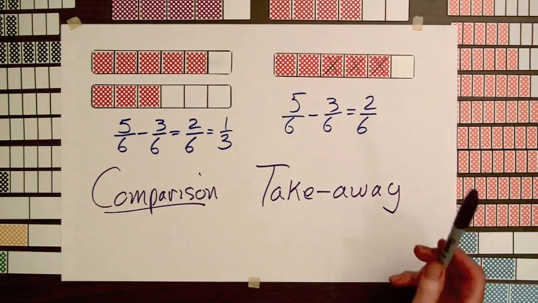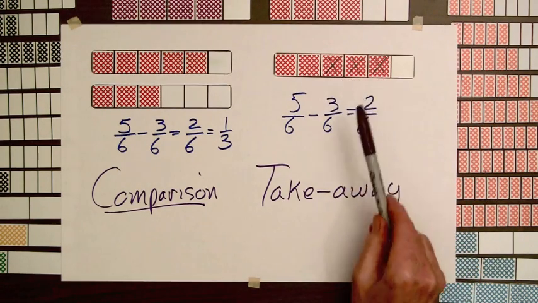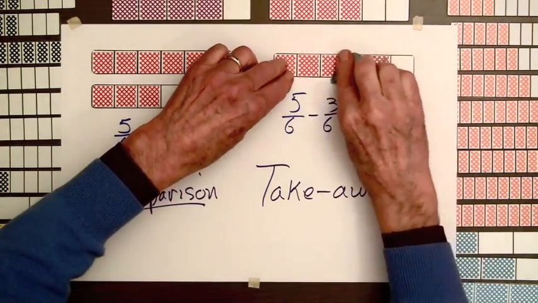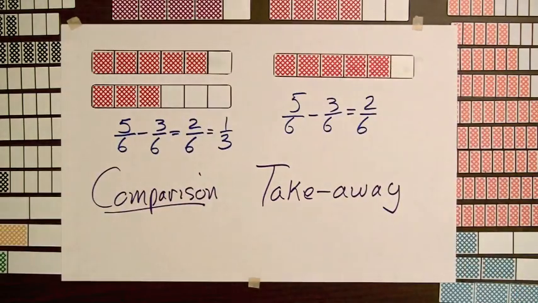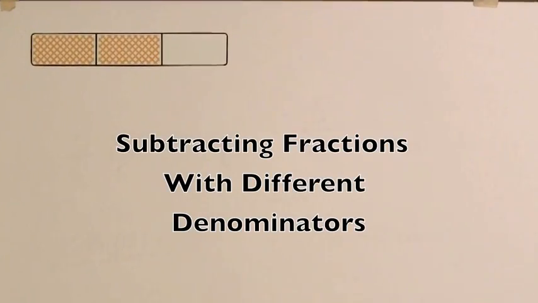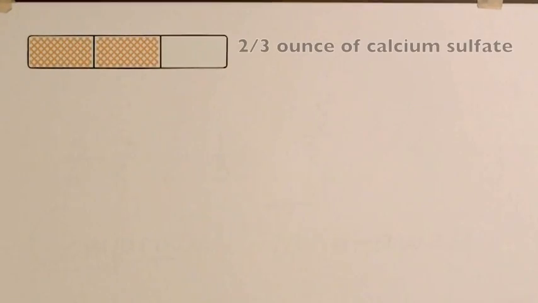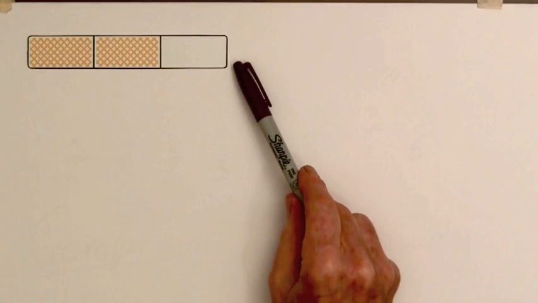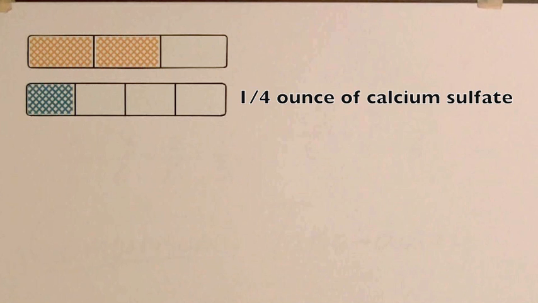By the way, if you use a water-based pen to cross out the parts of a bar, these marks can be removed as good as new. Let's look at another example of subtracting fractions. If a chemistry kit has 2/3 ounce of calcium sulfate in one test tube, represented by this bar, in another test tube there's 1/4 ounce of calcium sulfate, what is the difference in these two amounts?